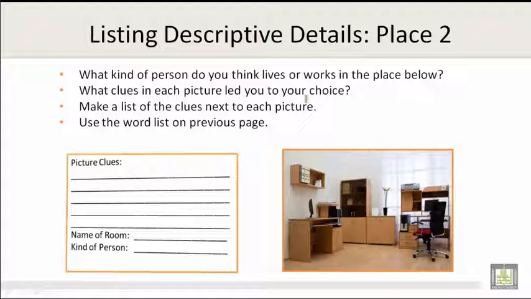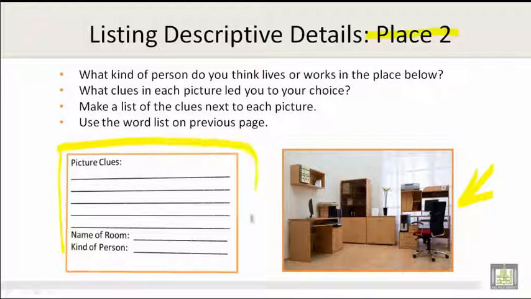Listing descriptive details. Place 2. Take a look at this picture. What kind of person do you think lives or works in the place below? What clues in each picture led you to your choice? Make a list of the clues next to each picture. Use the word list on previous pages. Let's take a look at this card here. We have picture clues, name of room, and kind of person.